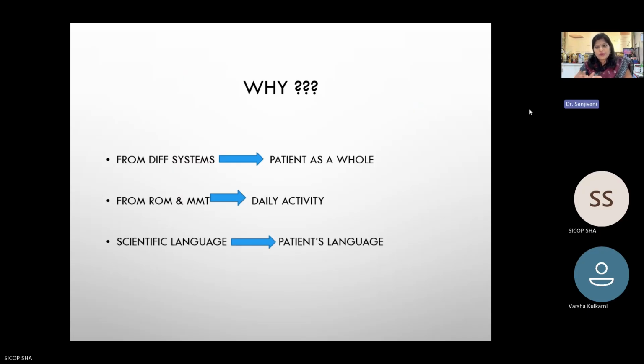Because of pain, or because of weakness in my hand, as we say in Marathi, it is like that. So that language, the patient's language, matters. ICF gives you these things from the patient's point of view. So first is the patient as a whole. It gives you daily activity, and it will all be in the patient's language, not in our medical language. Okay. Next slide, please.